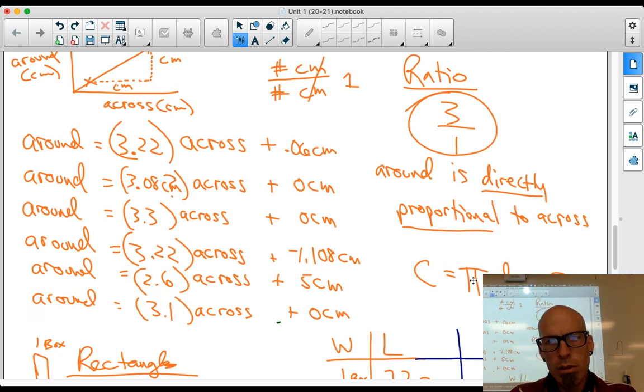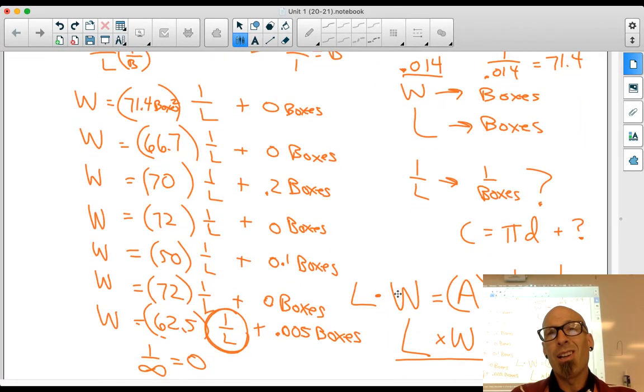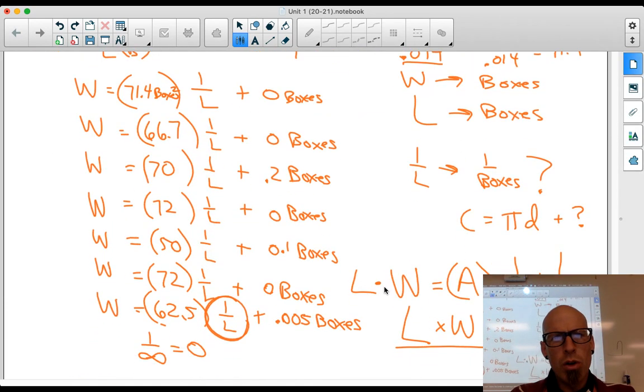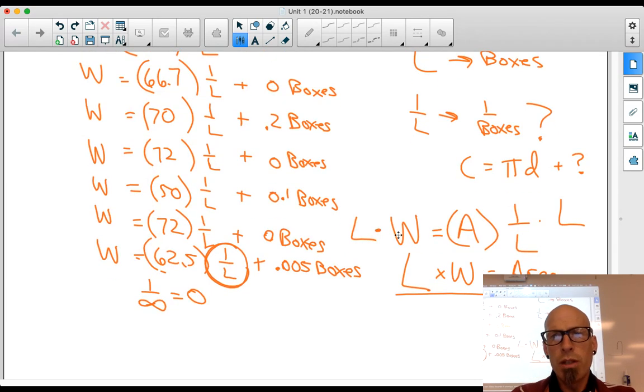But this one I think was maybe a little less obvious as to what that slope was trying to tell you, especially with the whole linearization thing. That probably got confusing anyway. So what we're finding though is that slope represents area. And what you proved is that length times width is what we call area.